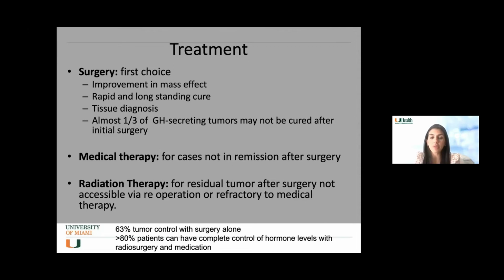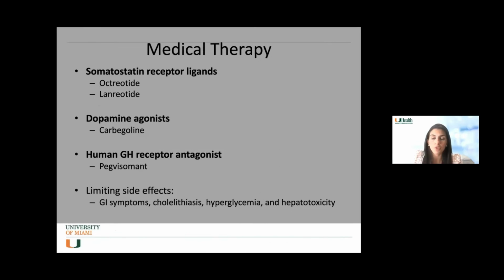This is not like a primary treatment for growth hormone secreting tumors, but really it's more like if you have residual tumor that you think repeat surgery won't help you with, or that you can't get to, or now you've done surgery and you have adjuvant medical therapy, and both of those things aren't controlling. Well, radiation therapy does play a role. And you can see that down here, whereas about 60% tumor control rate with just surgery alone, you can get that up to about 80% if you combine that with both radiosurgery and medication.